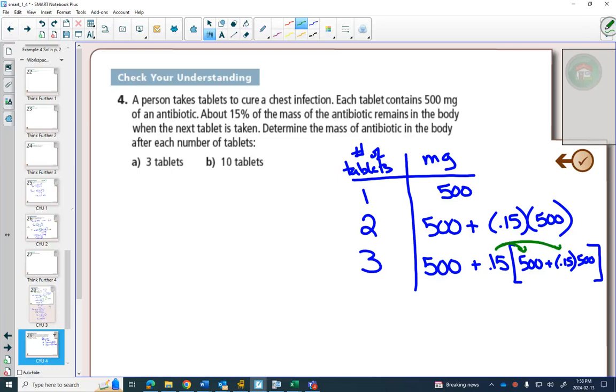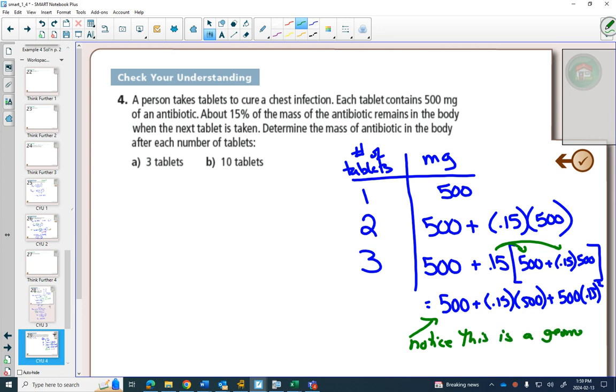0.15, this becomes equal to 500 plus 0.15 times 500 plus, I'm going to write it this way, 0.15 squared, because the 0.15 hits another 0.15, that'll be a 0.15 squared. And when we write it this way, we notice that this is a geometric series.